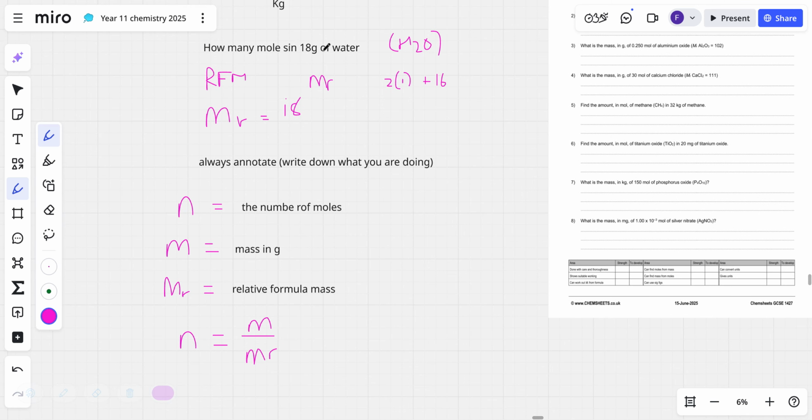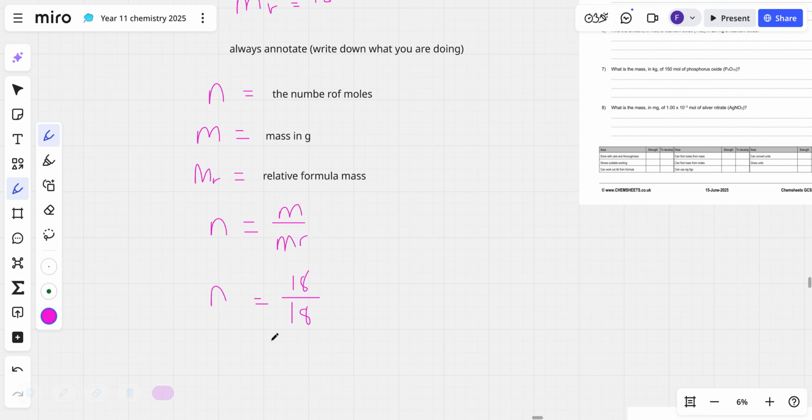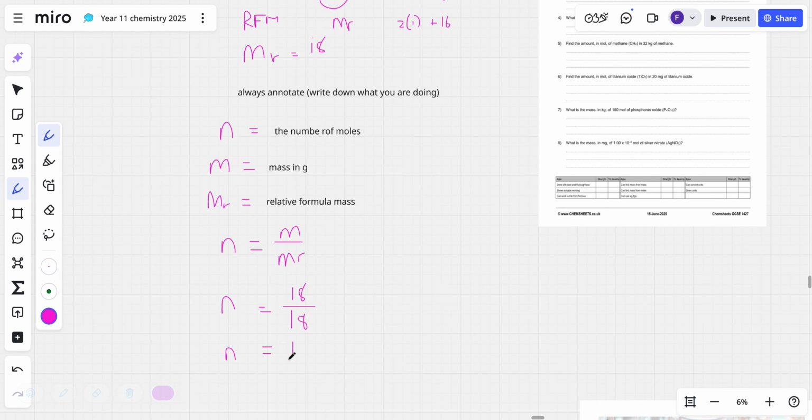Well, we're kind of lucky here. We have got 18 grams of water. So at the next point, you substitute in: n, number of moles, is equal to m, which is our mass, 18, divided by our Mr, which is also 18. So the number of moles we have is 1. Okay, so I've left that example there.